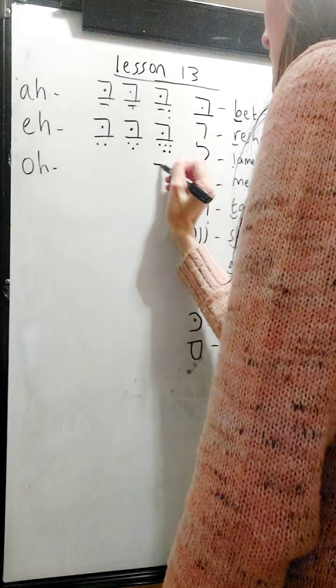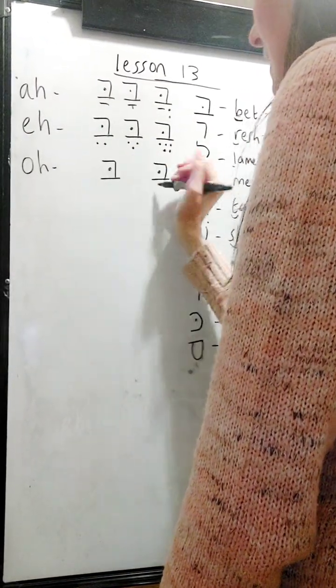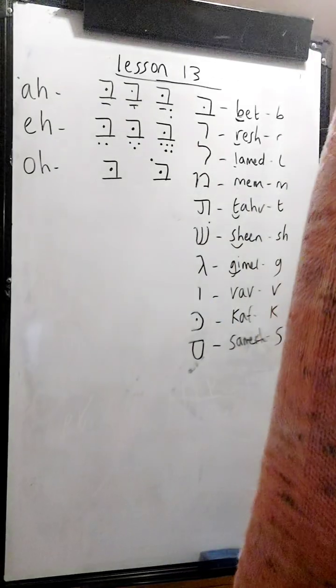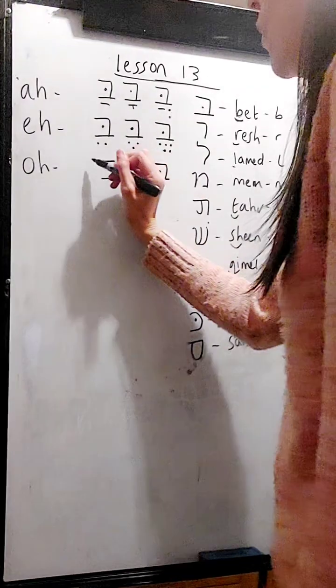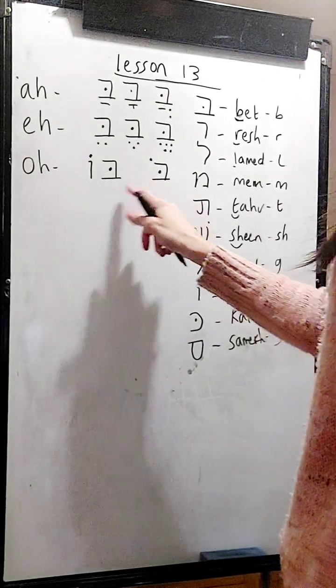And the O vowel, there's only two ways to write it. A dot to the top left, or the V is used, the vav, and a dot put on top, which would both read as bo and bo.